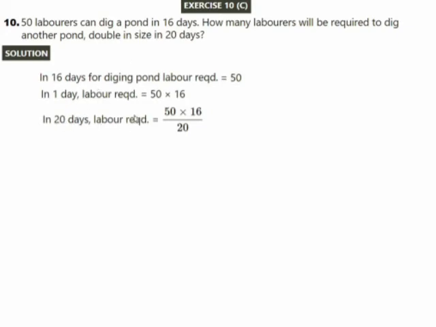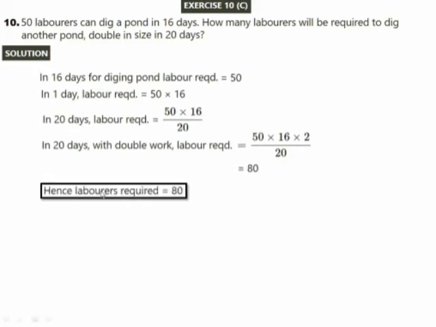But if you increase the pond by 2 times, that means if you make the size of the pond double, obviously the number of laborers will also get doubled, isn't it? So in 20 days with double work, the labor required will be, this is already there, so we will multiply by 2. Simplify this, you get 80. That means you need 80 laborers to dig a pond of double size in 20 days. Pause the video and note down your solution.